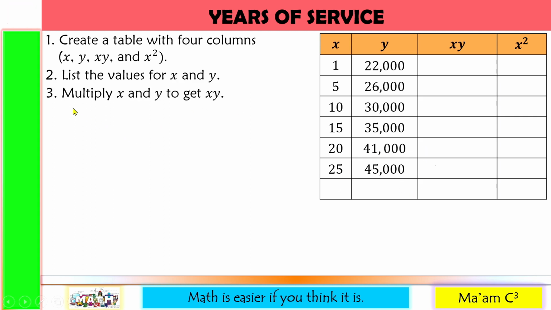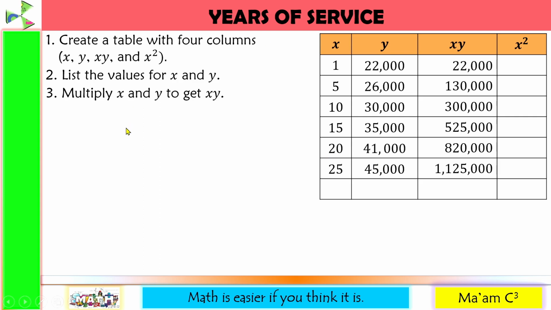Next step, multiply x and y to get xy. So we're just going to multiply these two numbers here. 1 times 22,000 is of course 22,000. 5 times 26,000 is 130,000. 10 times 30,000 is 300,000. 15 times 35,000 is 525,000. 20 times 41,000 is 820,000. 25 times 45,000 is 1,125,000. Next, step 4 is square x to get x squared.